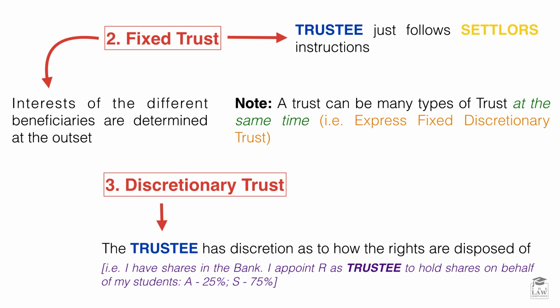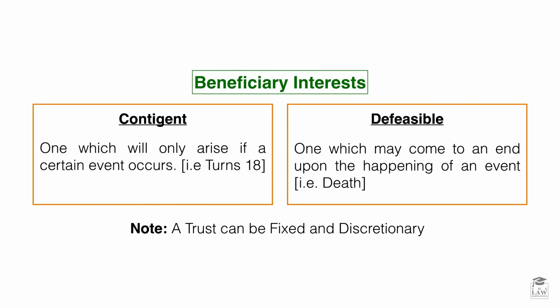Now this brings on to the component of the beneficiary. When and how does the beneficiary derive this benefit or the beneficial interest? For this purpose, we look at two different areas. One is contingent and the other is defeasible. In the context of a contingent beneficial interest, what it means is it's one which will only arise if a certain event occurs. The basic example here is when, for instance, a child turns 18.